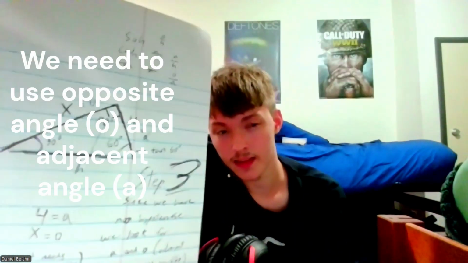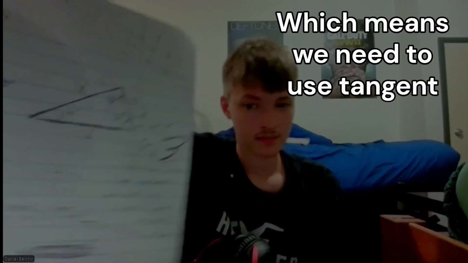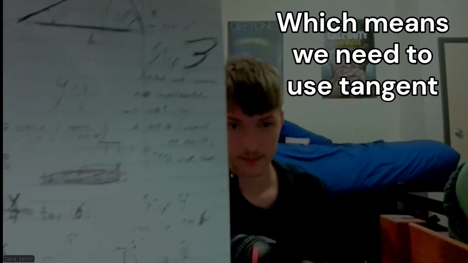We need to use the opposite side and adjacent side, which means we need to use tan. We also want to use x as the opposite so that the multiplication is easier. And we set it up like this: x over 4 equals tan 60. Since in the unit circle, tan 60 is equal to square root 3 over 2 divided by 1/2, which simplifies into square root of 3. So we know that tan 60 degrees is equal to square root of 3.